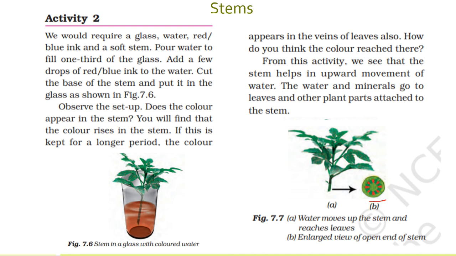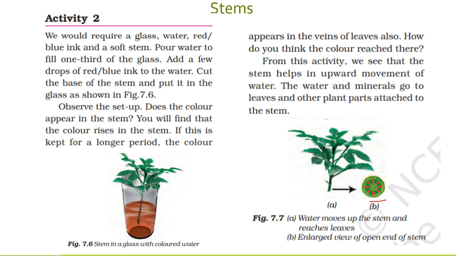We would require a glass, water, and red or blue color ink, or ink of any color except green. We will pour water to fill the glass one-third. Add a few drops of red or blue ink to the water, cut the base of the stem and put it in the glass. Observe the setup after some time, or you can leave it for 6 to 7 hours. Then you will find that the color rises in the stem. If this is kept for a longer period, the color will appear in the veins of the leaves too.